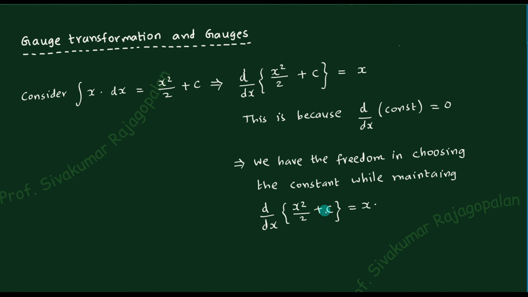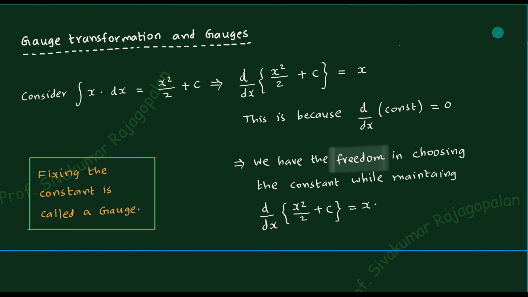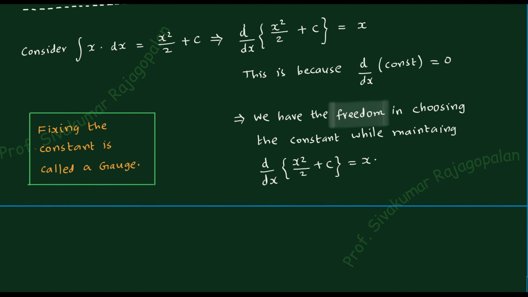So therefore, what is that you can do about the constant c? So that is what I would like to write down as a conclusion here. So I'll write down the conclusion. What I would like to write is that fixing the constant, if you are going to fix the constant, then that is what we are going to give the name gauge. So fixing the constant is what is known as a gauge. That's a conclusion. So this is how you understand.